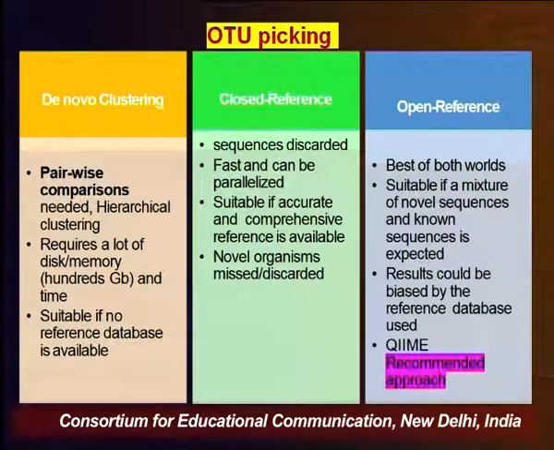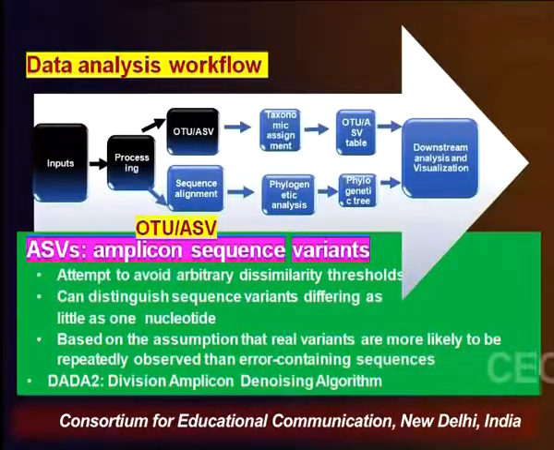But I said already, this leads to a lot of novel sequences being discarded because they didn't match any in the already existing database. So even closed reference was not suitable for many studies. Then we have open reference, which, as I said, has the best of both worlds. Here we can use the pre-existing databases, and then the remaining sequences are analyzed by pairwise comparison or maybe by hierarchical clustering. So that was about OTU picking.